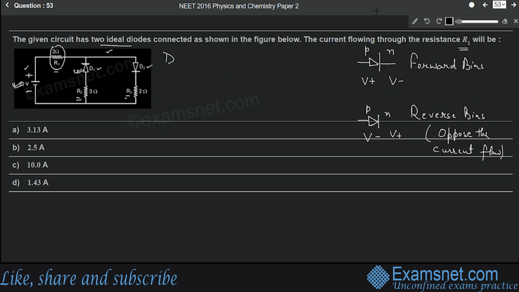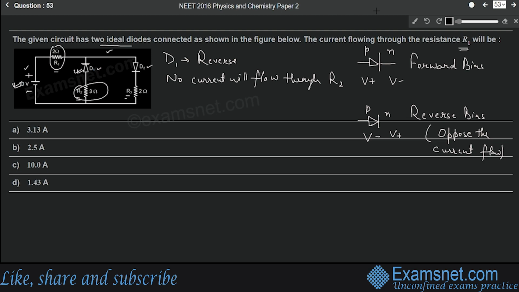That means D1 is reverse biased. Reverse biased. Okay, that means no current will flow. No current will flow through which resistance? Through R2 resistance. Okay, through R2.